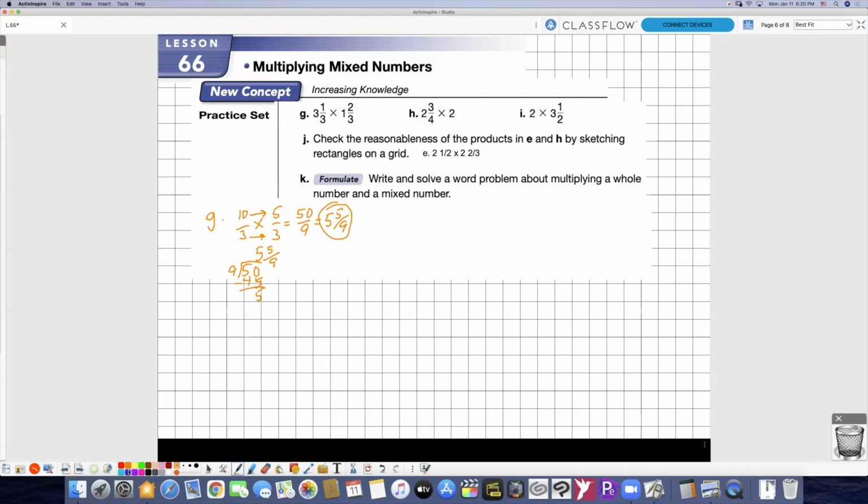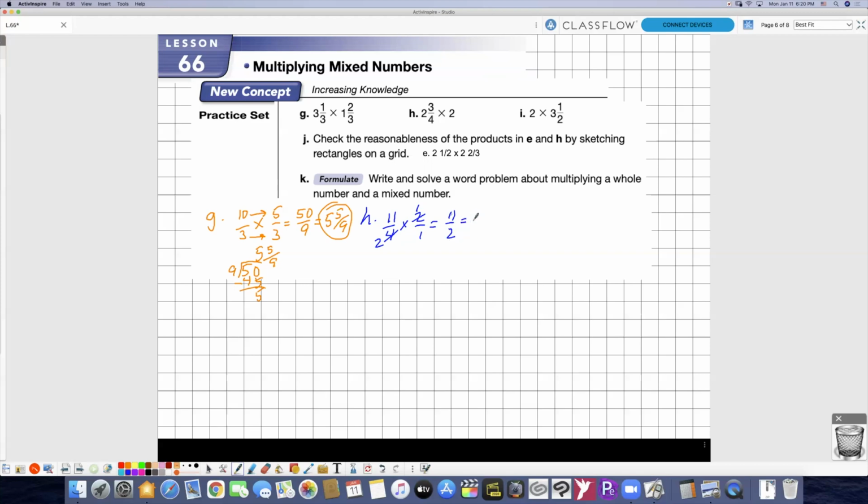Letter H. 2 3/4 times 2. So 4 times 2 is 8 plus 3 makes 11 over 4 times 2 over 1. We have to put the whole numbers over 1. Looks like I could cancel that. 1 over 2 in this case. Both are divisible by 2. 2 divided by 2 is 1. 4 divided by 2 is 2. Now all I'm left with is 11 halves.